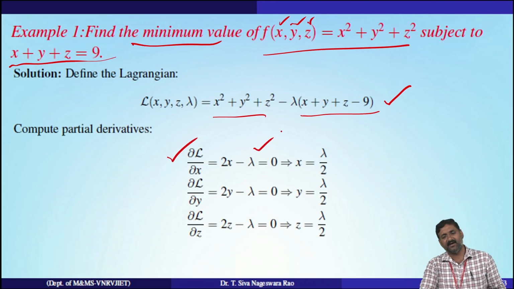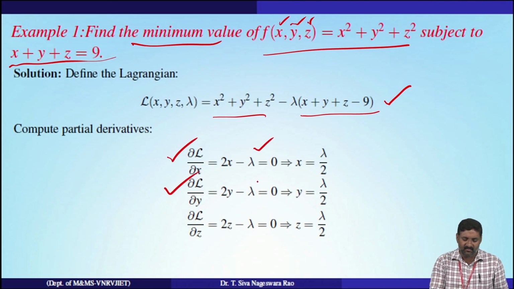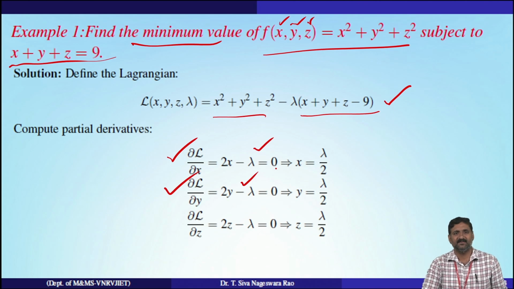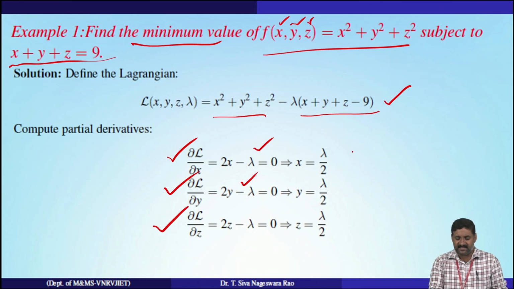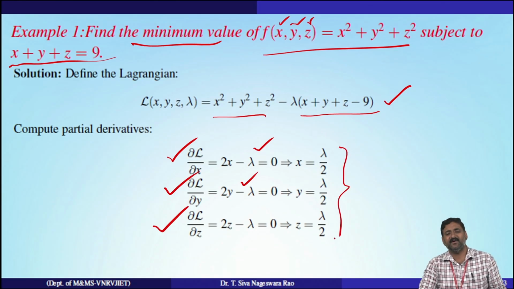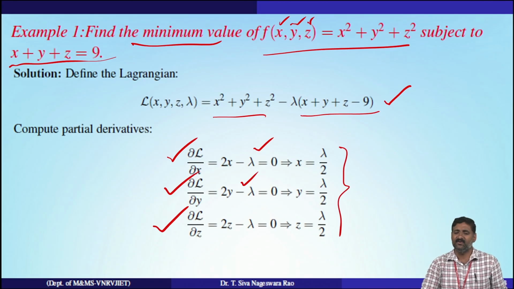2x minus lambda is equal to 0. ∂L/∂y, 2y minus lambda is equal to 0. ∂L/∂z, 2z minus lambda is equal to 0. From these three equations, make x, y, z the subject. You will get x is equal to lambda by 2, y is equal to lambda by 2, z is equal to lambda by 2.